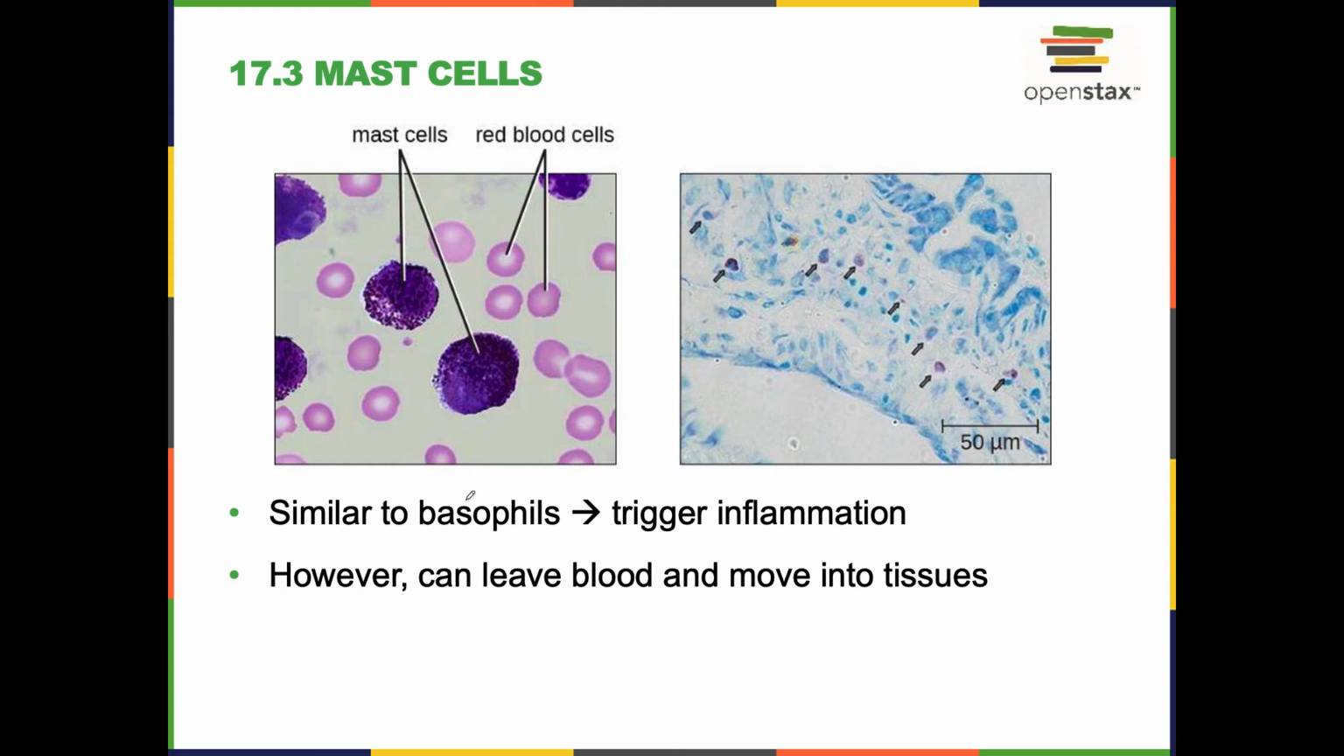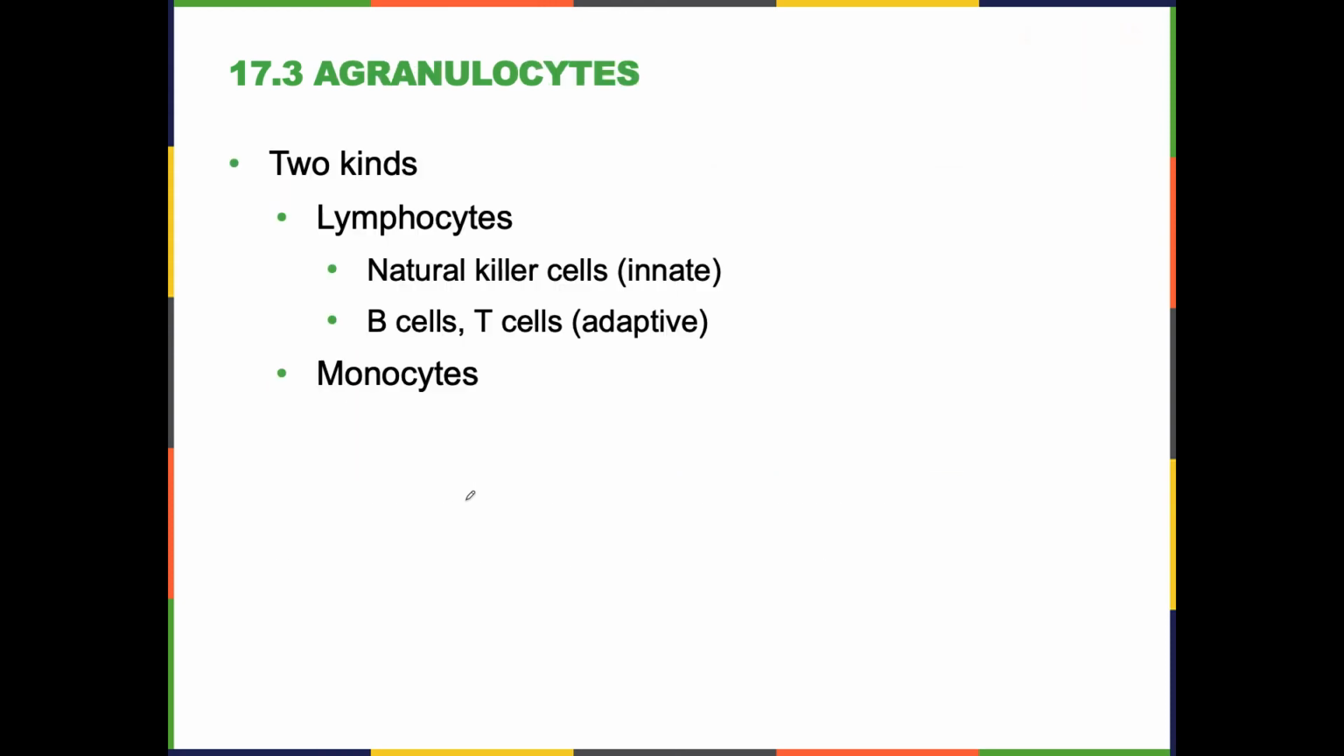Okay, our agranulocytes are called that because they lack granules. And there are two general kinds, the lymphocytes and the monocytes. The lymphocytes include the natural killer cells and then B cells and T cells. The natural killer cells are what we're going to talk about because they're part of the innate immune response. B cells and T cells are part of the adaptive immune response, and we're going to talk all about them in module 11. Right? And then we have the monocytes.